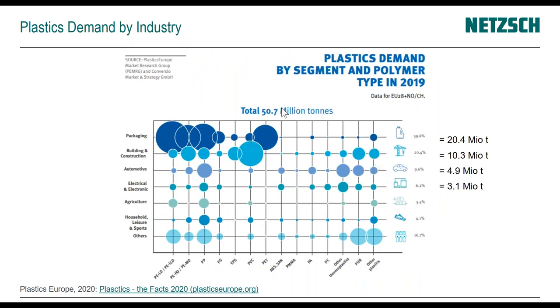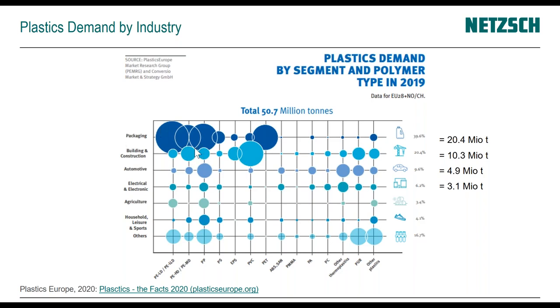industry. You can see that packaging makes up 40% of all the plastic products produced. That's a high amount. It equals roughly 20 million tons of plastic. And by the bubble size that you can see here, it's quite obvious that in packaging, the majority of material used are polyolefins. And that's why they make up that big chunk in the plastics production.